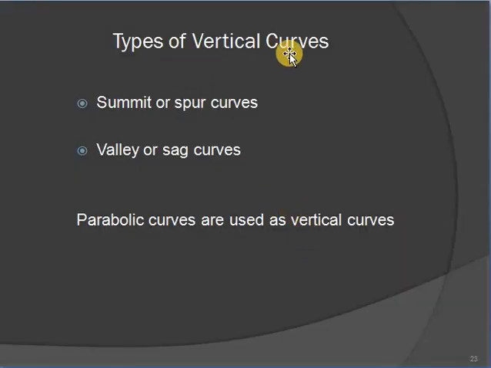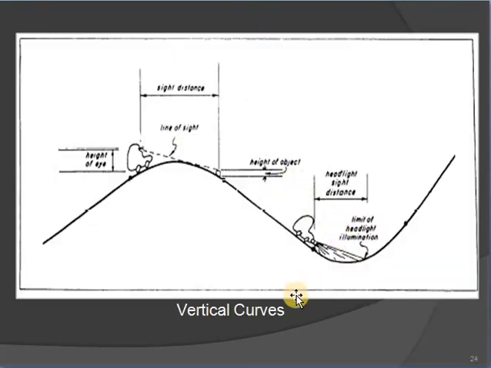The types of vertical curves are summit or spur curves, and valley or side curves. Parabolic curves are used as vertical curves. This is the vertical curve diagram. This is the height of eye. Height of eye means our vision, whoever the passenger or driver sitting in a vehicle.